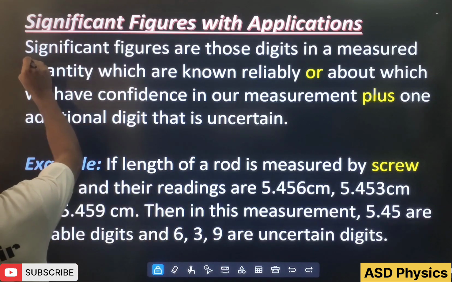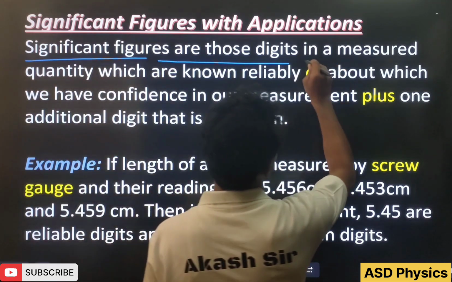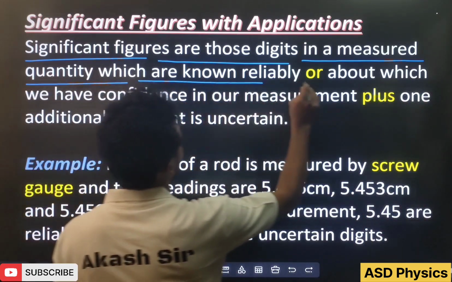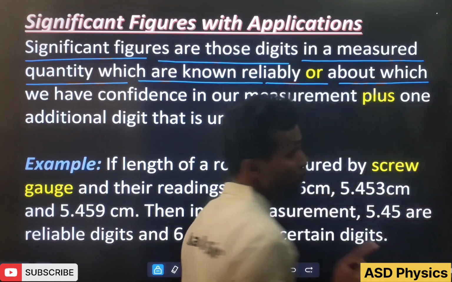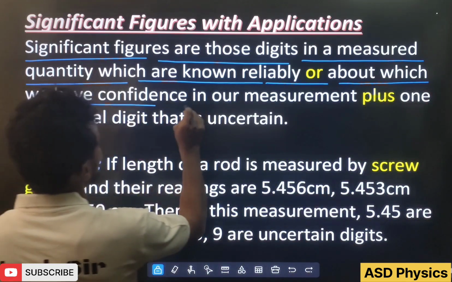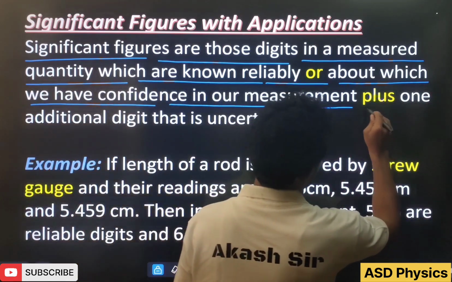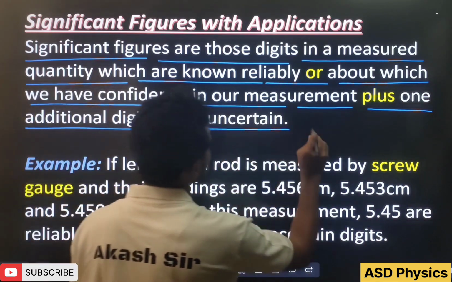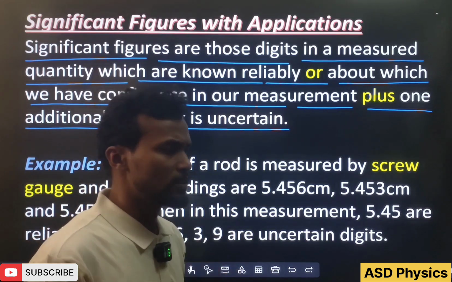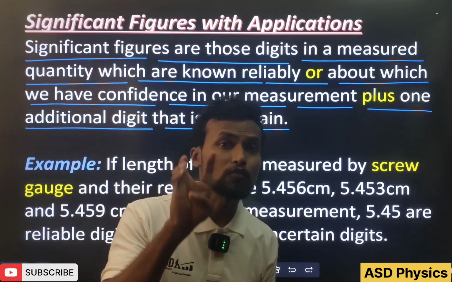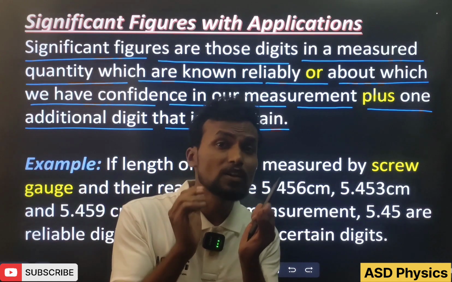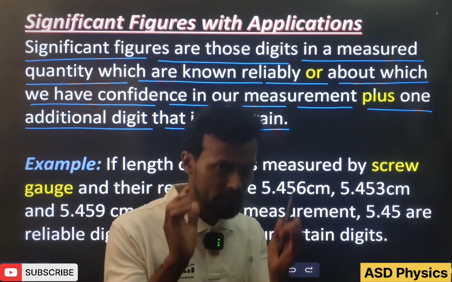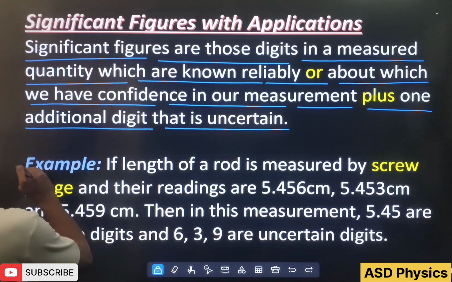Kindly see here, significant figures are those digits in a measured quantity which are known reliably or about which we have confidence in our measurement, plus one additional digit that is uncertain, or we can say doubtful. That means a significant figure is made up of two components, one in which we have the confidence and one last digit that is uncertain or doubtful. Okay, let's see with the example. So students, you can see here the example.